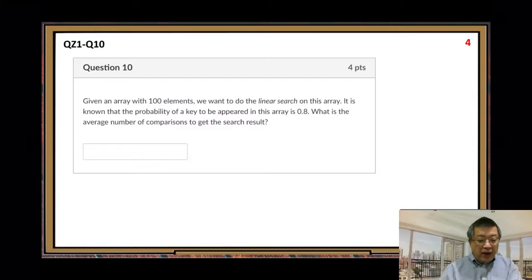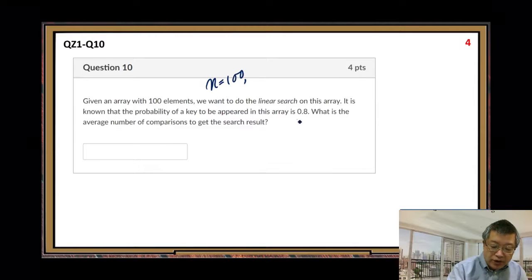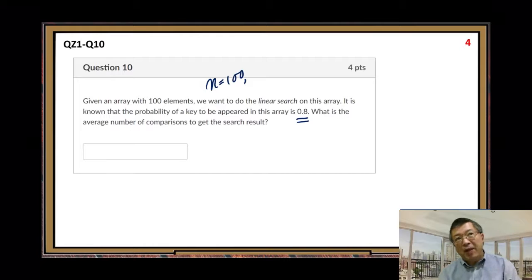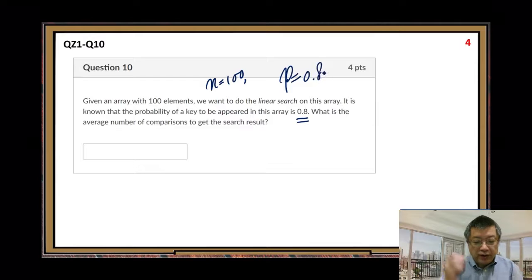All right. Given an array with 100 elements. So it's a linear search problem. N equals 100, the array size. It is known that the probability of a key to appear in this array is 0.8. That probability is given, right? So that's P equals 0.8. What is the average number of comparisons to get the search result?